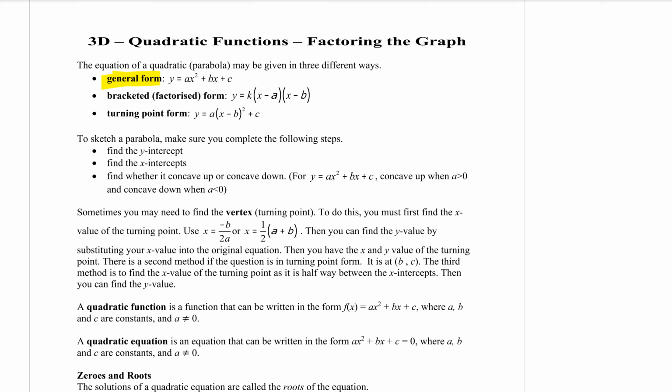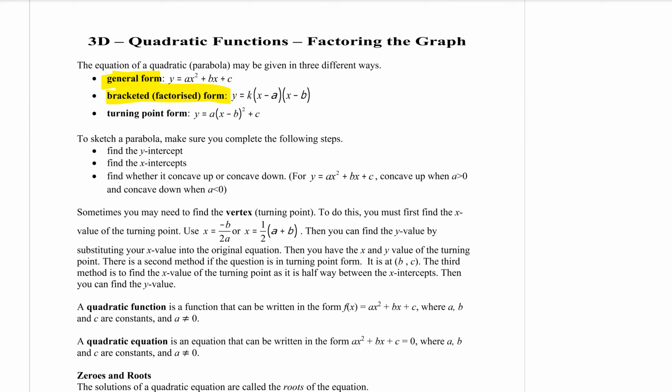All right, then the second type of equation that you can be given is bracketed or factorized form. So there's an example of factorized form. This type of equation is very handy to be able to read off your x-intercepts because they will come straight out of these brackets here. It's already factorized for you and you'll be able to find your x-intercepts of your parabola very, very easily. Okay, so each of these equations have their perks. Some of them require a bit more work to get other things though.